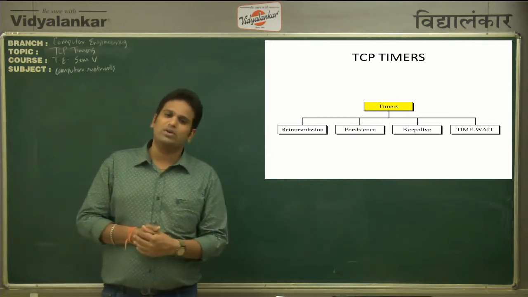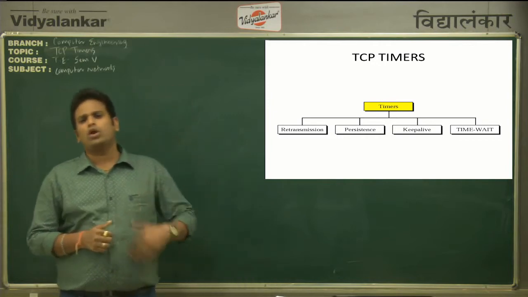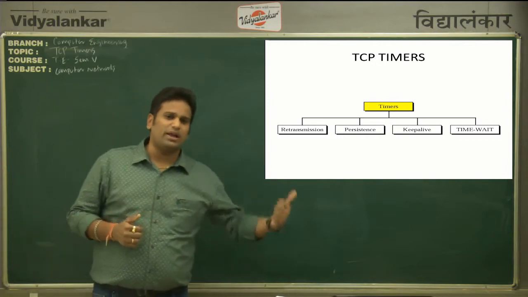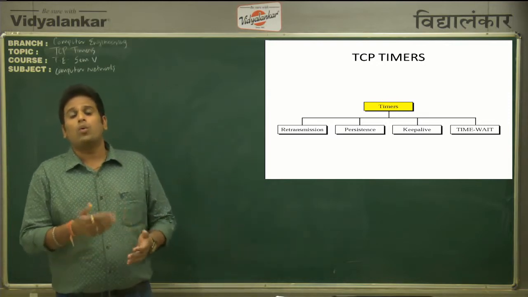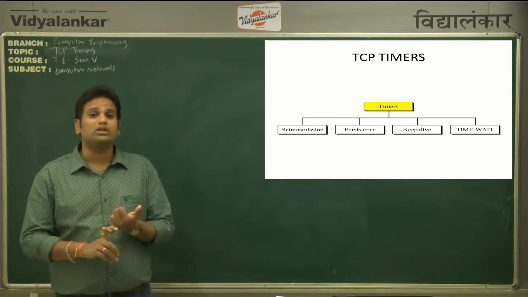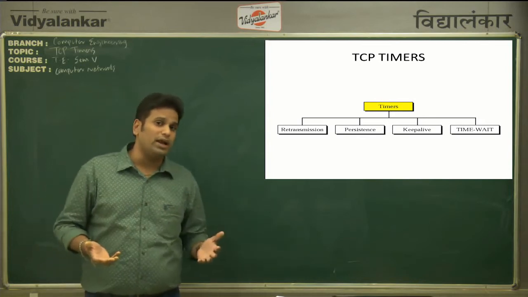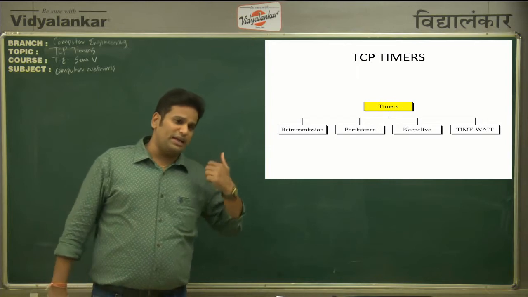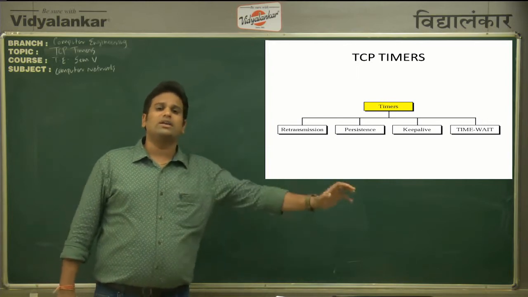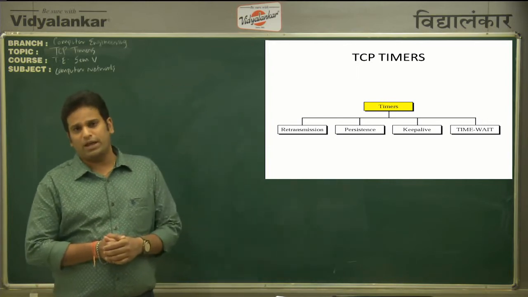The third type of timer is known as the keep alive timer. If for a long amount of time the client establishes the connection with the server and is not communicating, the server is confused. Why is the client not communicating? Is it because the client doesn't have any data to communicate or the client has failed? So whenever data is sent from client to server, the server will start a keep alive timer.